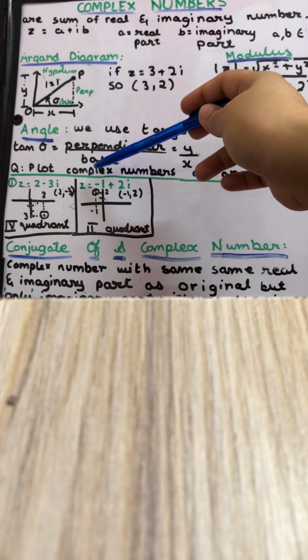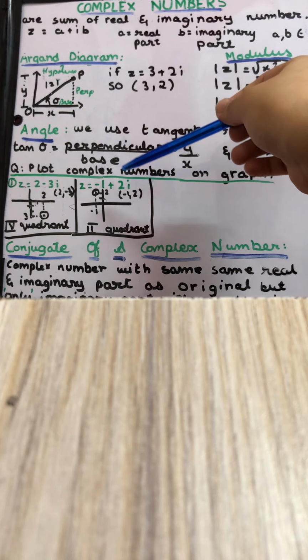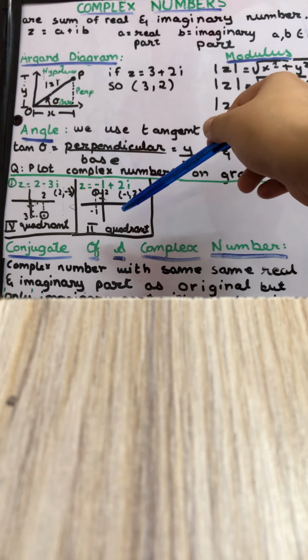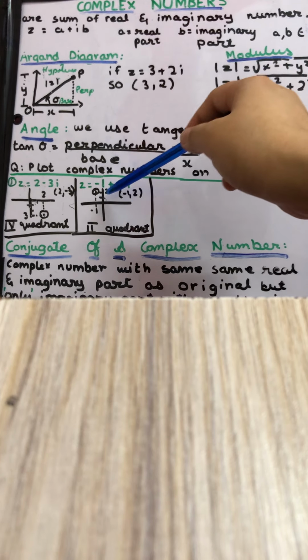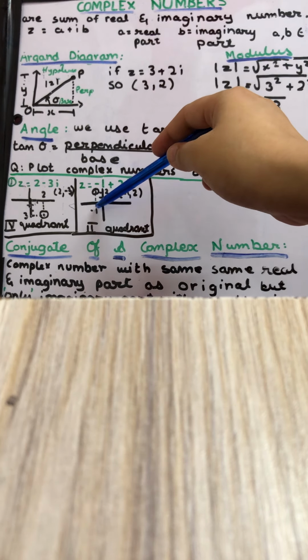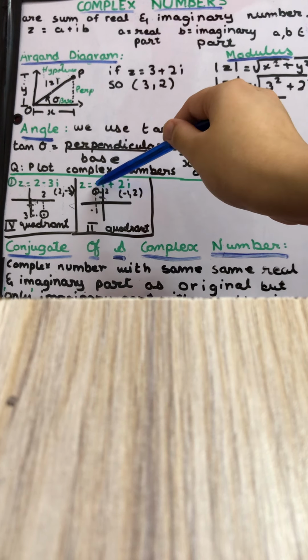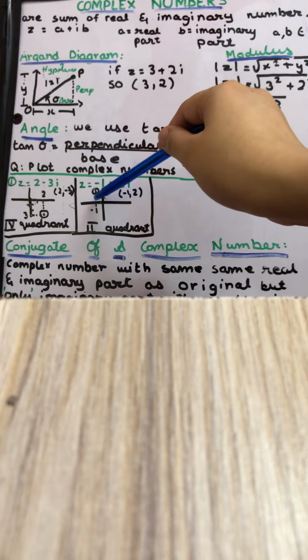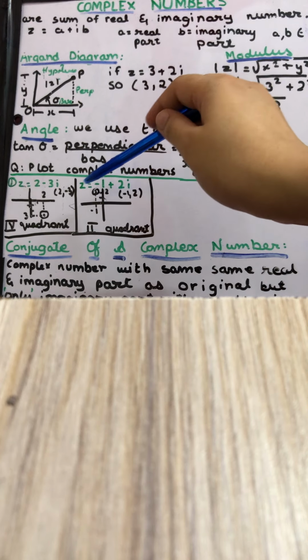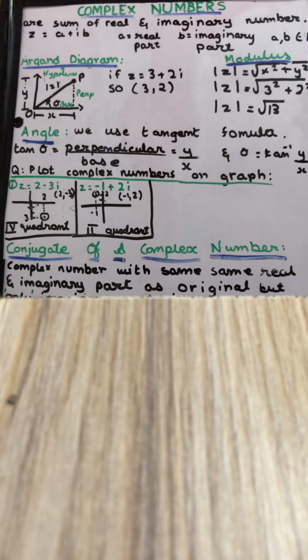Let's have a look at another example. So here I have minus 1 on the x-axis and 2 iota on the y-axis. So it's very easy to plot. Negative x-axis is here, so -1 is here, and positive y-axis is up here. So the point must be lying somewhere here. So you can see it's in the second quadrant.